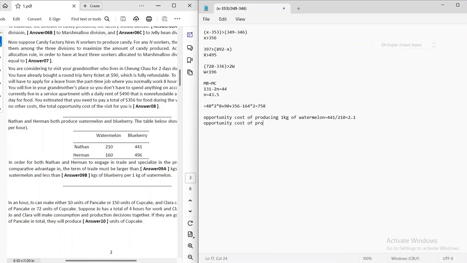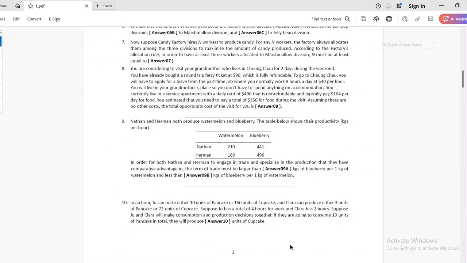And similarly, what is the opportunity cost of producing 1 kg of watermelon for Herman? Previously we calculated for Nathan. Now for Herman, this is 496 divided by 160, which equals 3.1. So the terms of trade should be greater than 2.1 and less than 3.1 per kg of watermelon. So this is the answer.